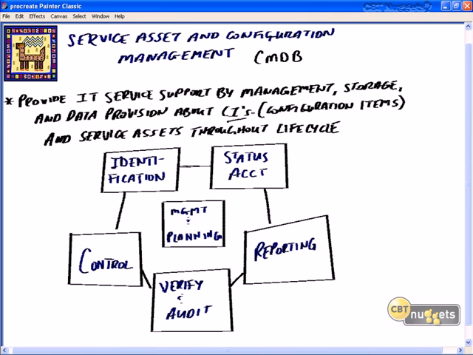Now that wouldn't be individual people. People are not configuration items, but basically any other thing. An RFC, a request for change document, service level agreements, incident records, trouble tickets, asset management databases, all those things are CIs, configuration items. And the Service Asset and Configuration Management is going to provide IT service support by managing storage and data provision concerning these configuration items, as well as all the service assets that are leveraged and used throughout the service life cycle.